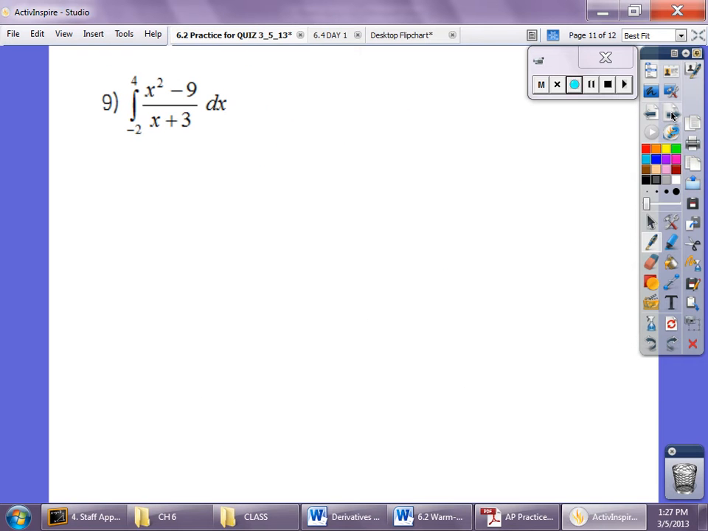Number 9. Again, if you tried to use u is x squared minus 9, you get du dx is equal to 2x, but I don't have x multiplied by dx at all. There is an x in the denominator, but it even has a plus 3, and that did not show up here, and it would not cancel. Therefore, this can't be a substitution problem, so instead, I'm going to try to simplify.